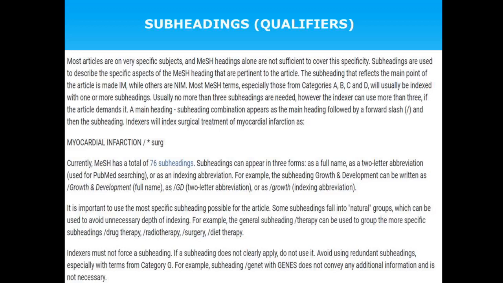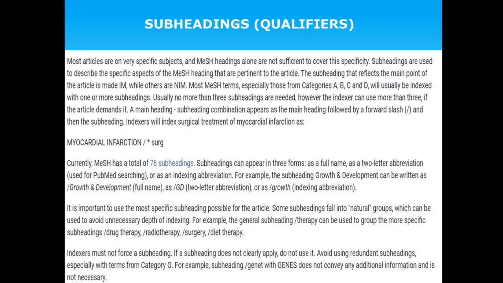So most articles are on very specific subjects, and MeSH headings alone are not sufficient to cover the specificity. Yeah, that's true. Only the main heading cannot entirely represent the thought content of the document. Right? There should be some subheadings. They are used to describe the specifics. If you talk about cancer, it's a general heading, right? In the article they are talking about skin cancer. So how can cancer alone effectively represent it? It will not. So you have to use some subheading: cancer as a descriptor, and skin cancer as a qualifier, that is subheading, in order to effectively represent the content of the article.